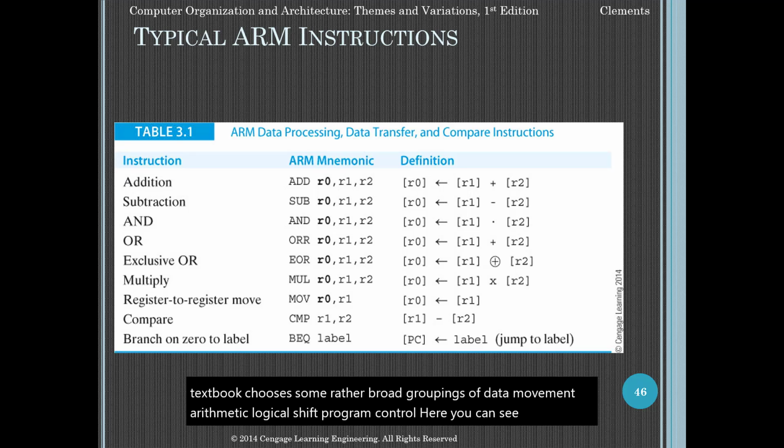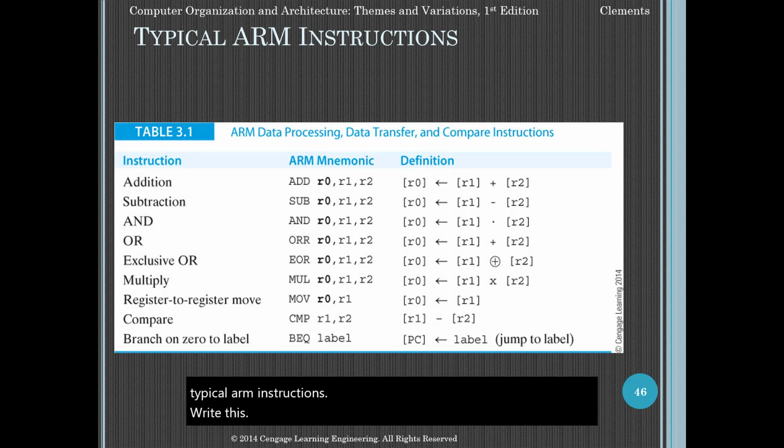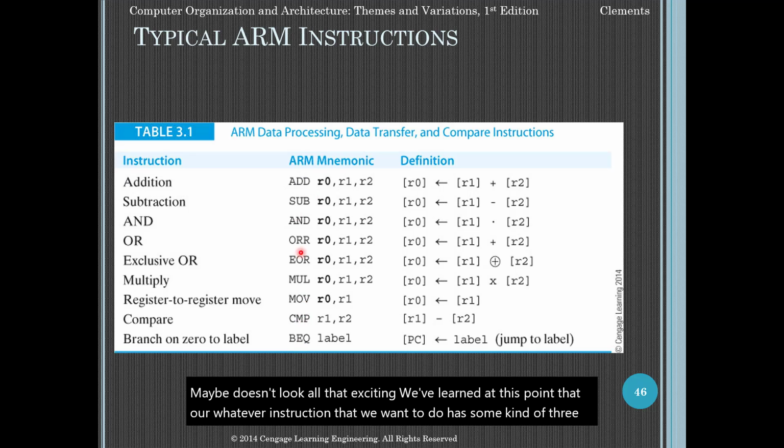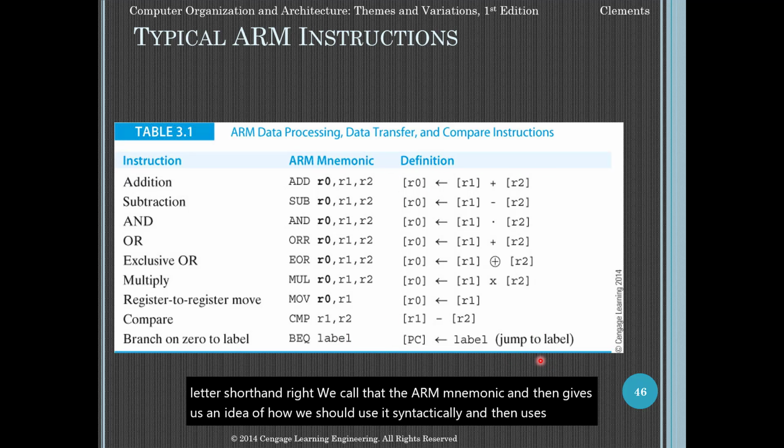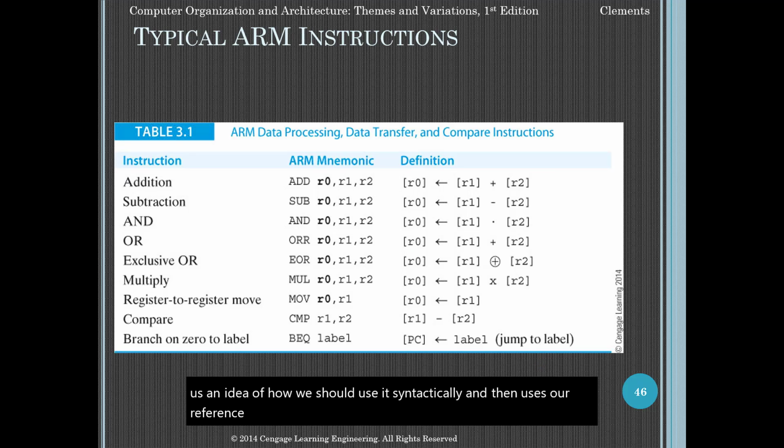instructions. This maybe doesn't look all that exciting, but we've learned at this point that whatever instruction we want to do has some kind of 3-letter shorthand. We call that the ARM mnemonic, and it gives us an idea of how we should use it syntactically, and then uses our reference language to give us that shorthand as well.